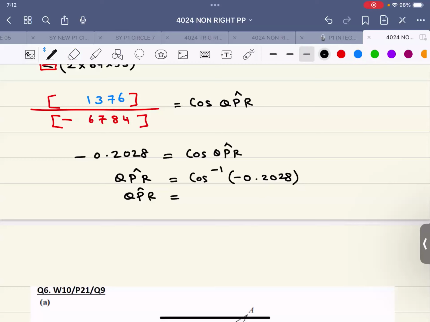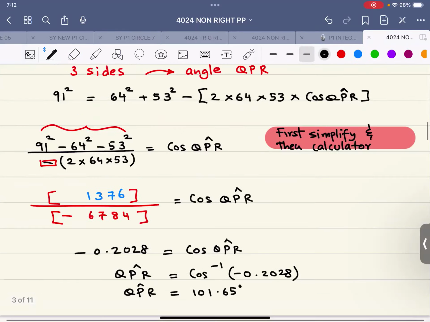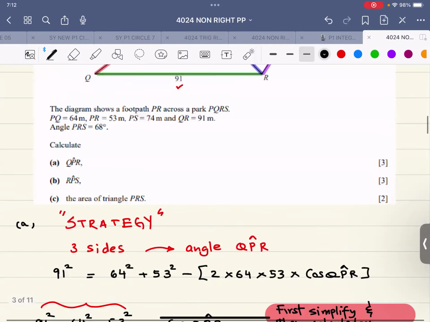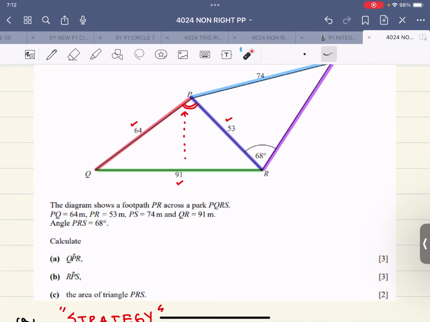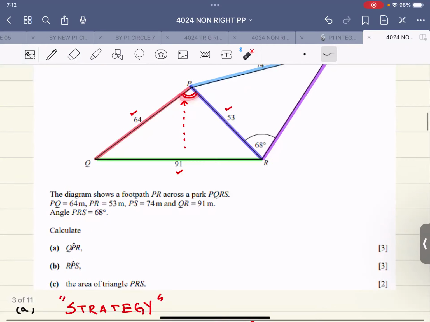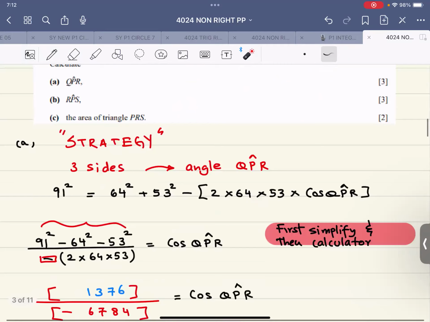So this is 101.65. And that makes sense because the diagram, even though it's not drawn to scale, is never misleading. So it is something greater than 90. So the answer makes sense. So the first part is done.